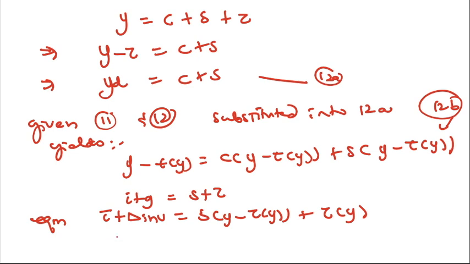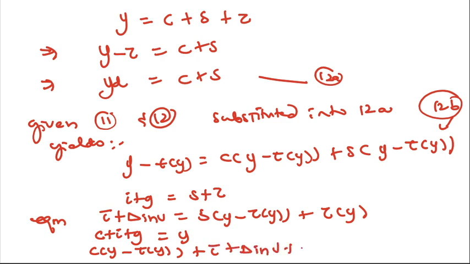But if we use the expenditure approach, then it becomes C plus I plus G equals Y. So C is a function of disposable income, plus investment, plus G, equals Y.